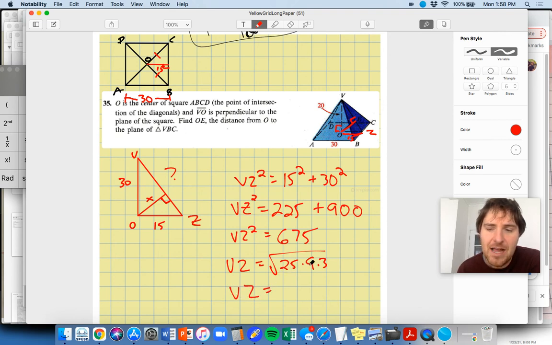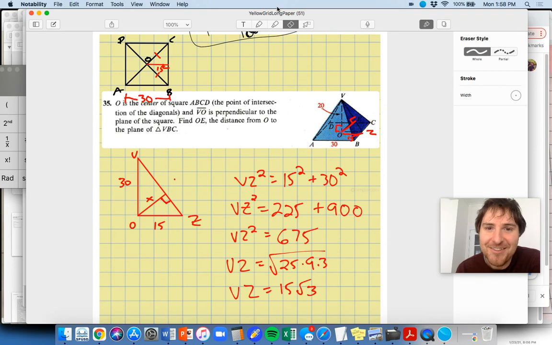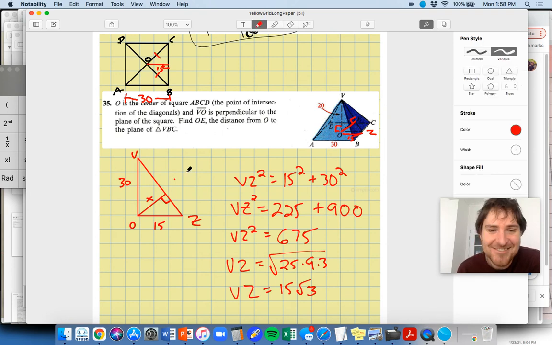So 5 times 3, 15. So we get 15 root 3. So VZ is 15 root 3. This is how we're going to do it. And then, guys, we spent that last class. This is a good problem. I like this problem. 15 root 3.